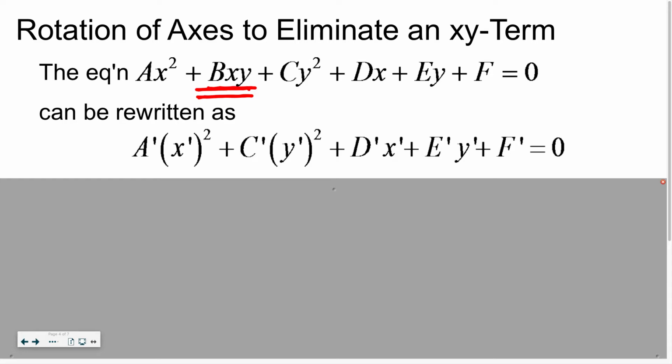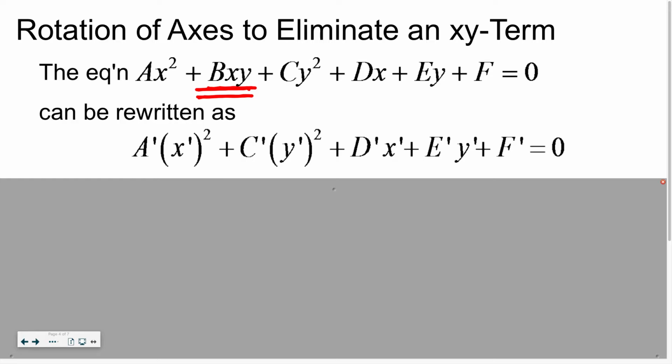So your goal at the end of your problems, how will you know if you've done the algebra correctly? If your XY term disappears. If you do all this algebra and you get to a new equation and there's still an X prime, Y prime, then you have a problem. Something's not right.